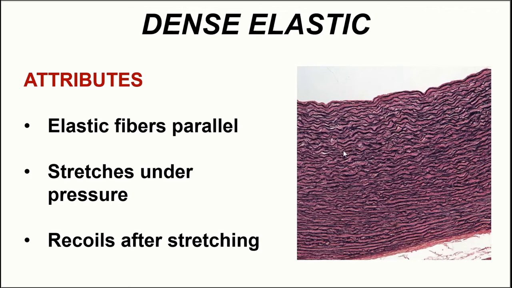Now we also see that dense elastic connective tissue is made out of elastic fibers, but they have the same arrangement as in dense regular connective tissue. That is, these elastic fibers are parallel to one another, and so much like the dense regular connective tissue, we see a parallel arrangement in the elastic fibers that are present in this particular tissue here.